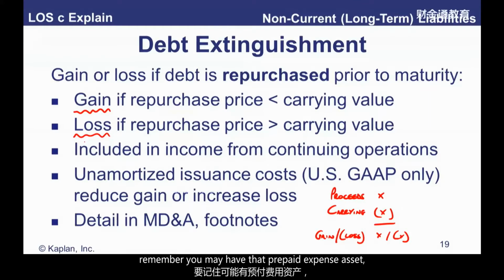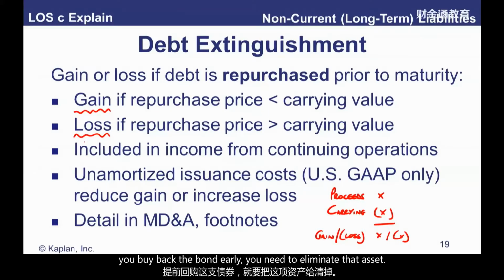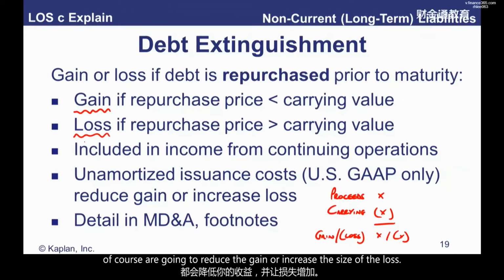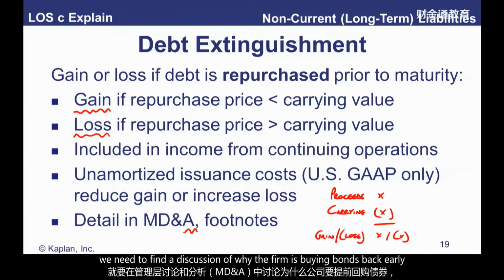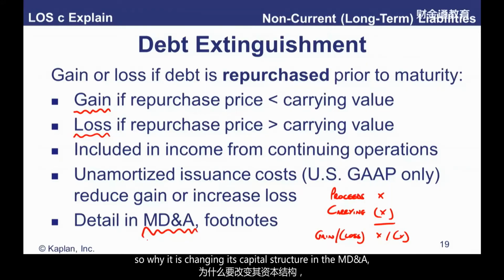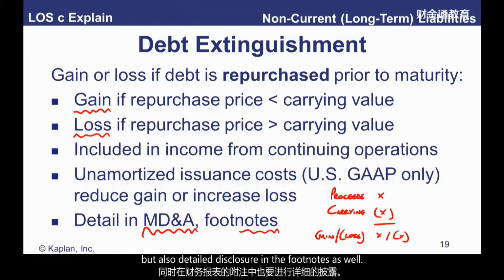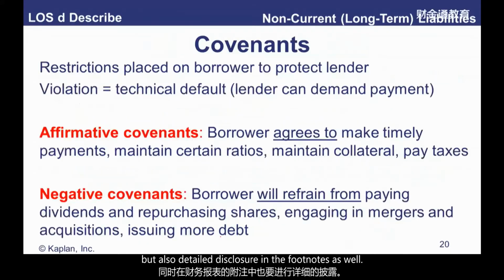Now, when you extinguish a bond under US GAAP, remember, you may have had that prepaid expense asset, which represented the issuance cost, still to be amortized. If you retire the debt early, you buy back the bond early, you need to eliminate that asset. So any unamortized issuance costs are going to reduce the gain or increase the size of the loss. Again, when we look at debt extinguishment, we'd need to find a discussion of why the firm is buying bonds back early, so why it is changing its capital structure, in the management discussion and analysis, but also detailed disclosure in the footnotes as well.